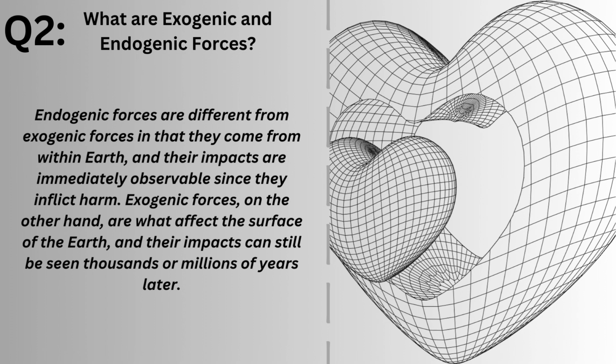Two, what is the difference between exogenic and endogenic forces? Endogenic forces are different from exogenic forces in that they come from within Earth, and their impacts are immediately observable since they inflict harm. Exogenic forces, on the other hand, affect the surface of the Earth, and impacts can still be seen thousands or millions of years later, like the volcano eruptions and all this stuff.